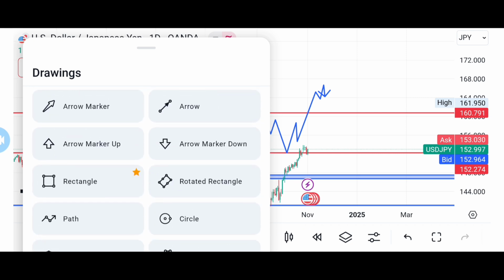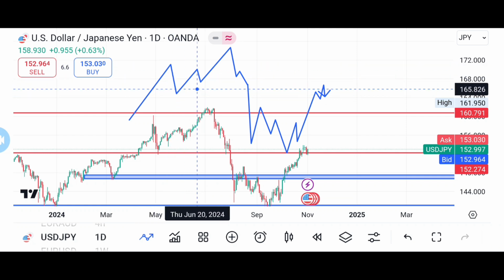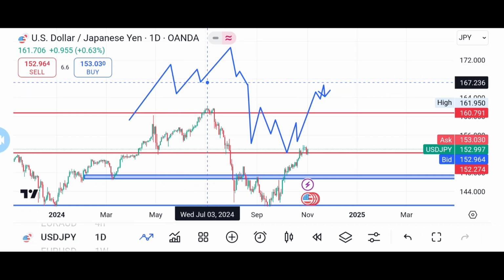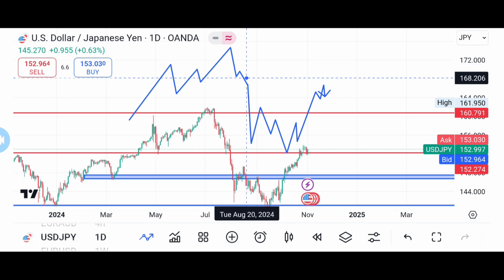The market was bullish at this point. You see, it was bullish, forming higher highs and higher lows. At this point, the market broke, or we had a shift of market structure. This is what I'm calling an internal shift of market structure, or internal reversal, or internal change of character. You see, this support was broken downward.